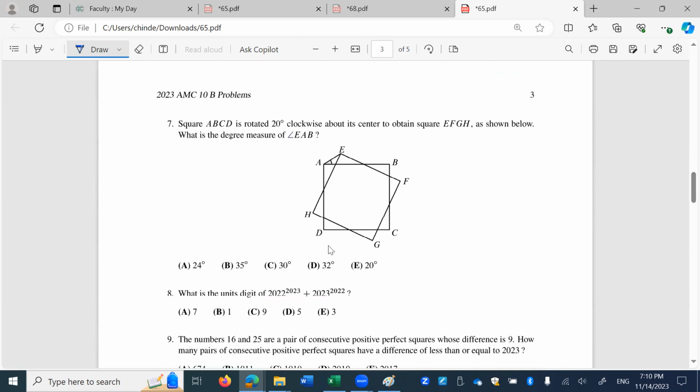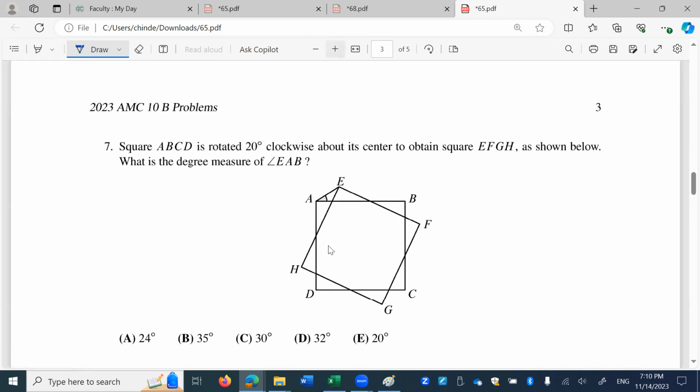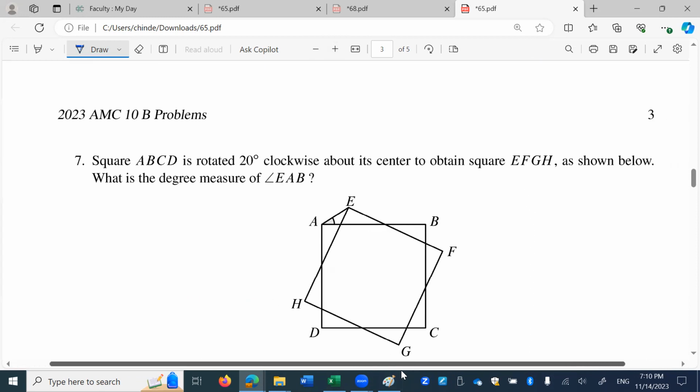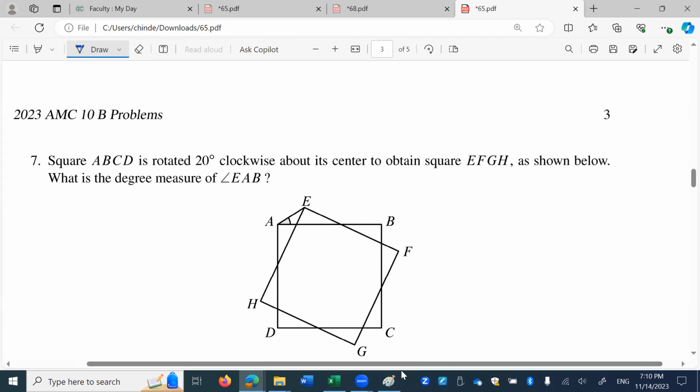We have a square rotated. This picture is a little bit bigger because angle A is pretty small. Rotated 20 degrees clockwise, and so we have a rotated square. What is the degree measure of EAB, the marked angle?